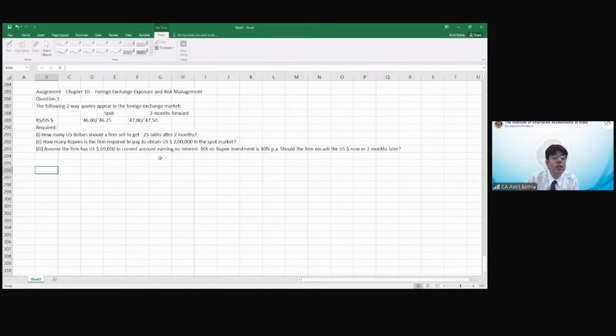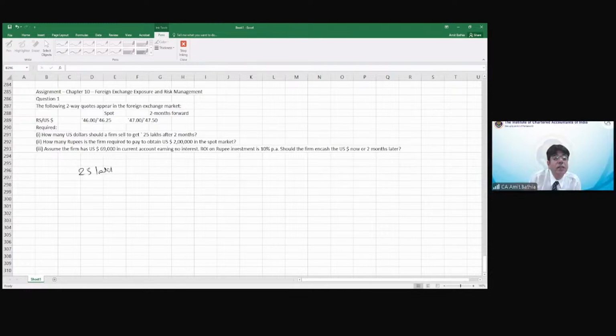So I want 25 lakhs. So am I going to buy currency or sell US dollar? How many US dollars should a firm sell? So you're going to sell dollars, right? Selling means I will essentially sell at what rate? 47 or 47.50? At 47. So how many dollars would you require?